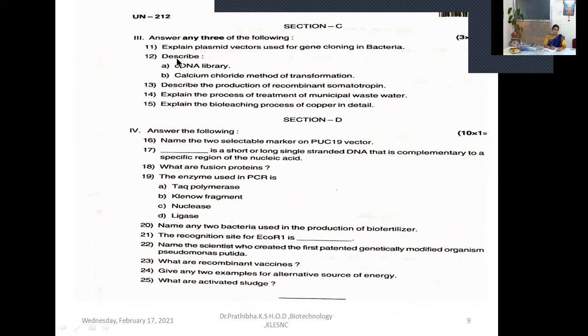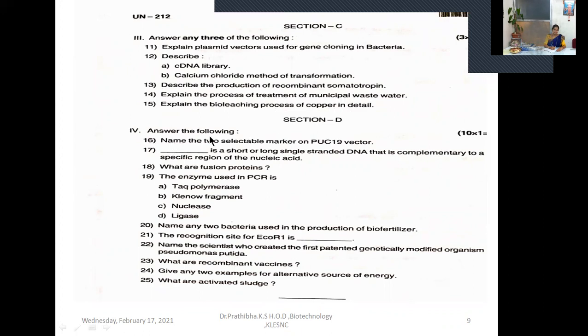Section C. Explain how plasmid vectors are used for gene cloning in bacteria. Describe cDNA library. Calcium chloride method of transformation. 13th question. Describe the production of recombinant somatotropin. 14th question. Explain the process of municipal wastewater treatment. You don't have this in your syllabus. Explain the bioleaching process of copper in detail.